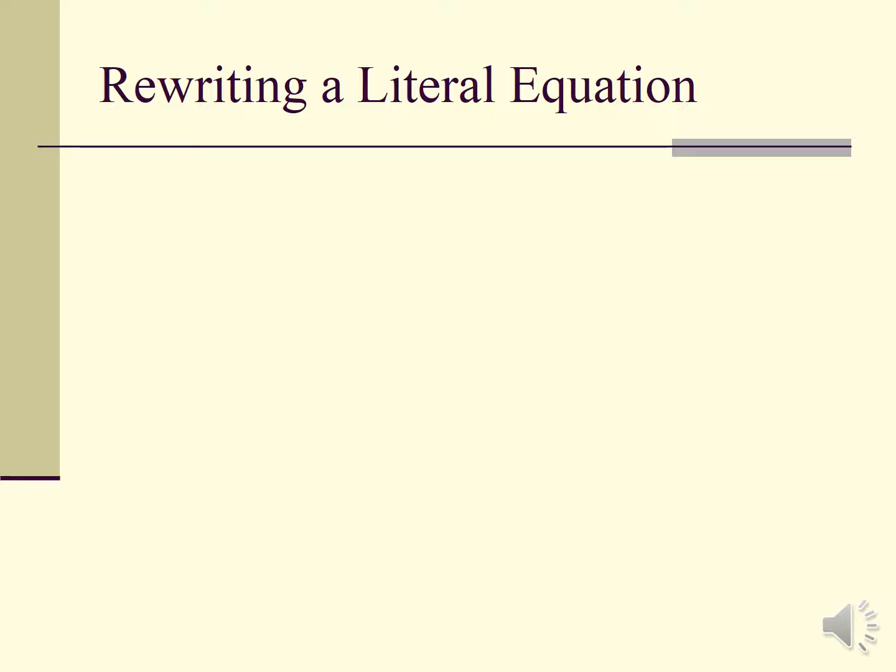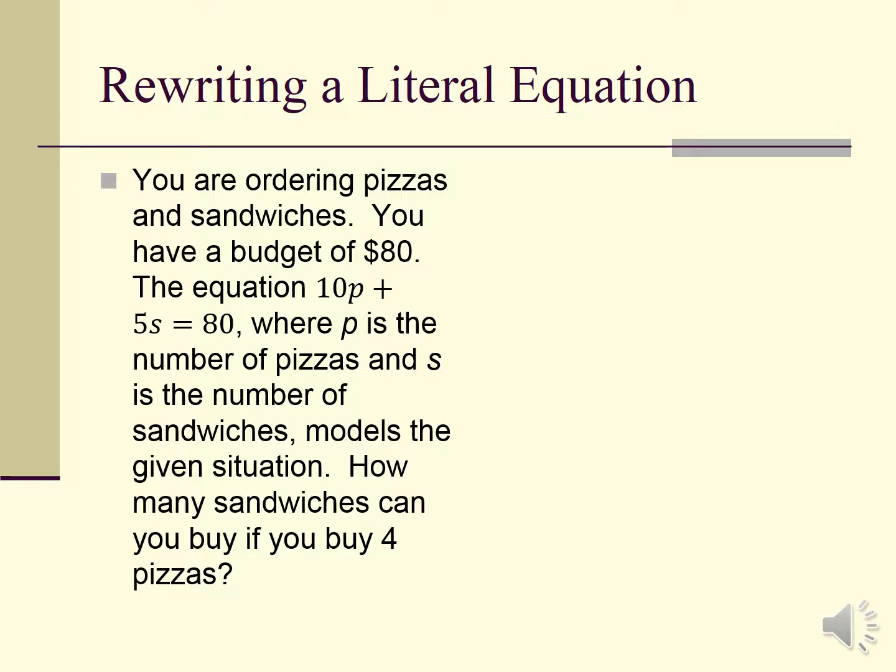Here's how to rewrite a literal equation. You're ordering pizzas and sandwiches. You have a budget of $80. The equation 10p plus 5s equals 80, where p is the number of pizzas and s is the number of sandwiches, models this given situation. How many sandwiches can you buy if you buy 4 pizzas? Pause the video at this point to give yourself a chance to do the example on your own.